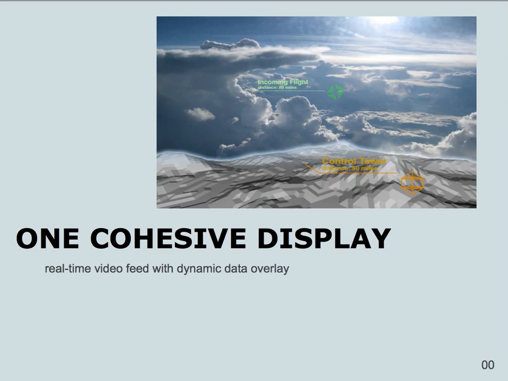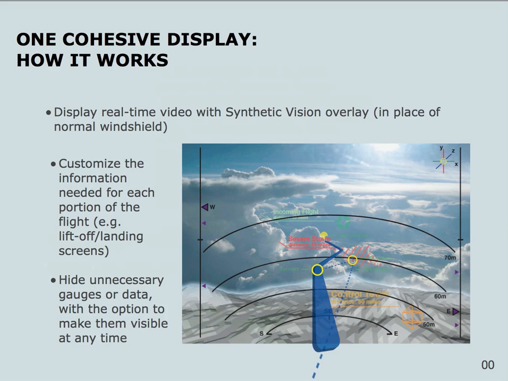Which means that the screen is actually displaying real-time video of what's going on in front of the plane, much like a window would, except this window has so much more use, so much more flexibility, and so much more potential than just a window. That comes in with the dynamic data overlay. So what we've actually designed is a system where there are a series of overlays of different kinds of information, as you can see in this photo on this slide.